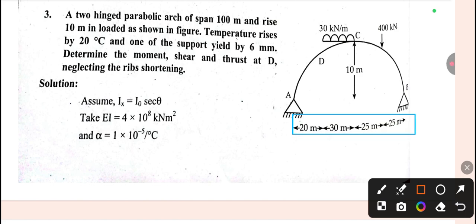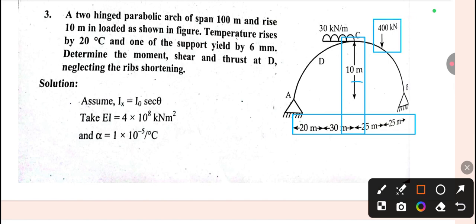The height of this arch at the crown, you can see, is given as 10 meter. So the total length is 100 meter after adding these values, and the height of the crown is 10 meter. Two different loads act on this arch, you can see here.